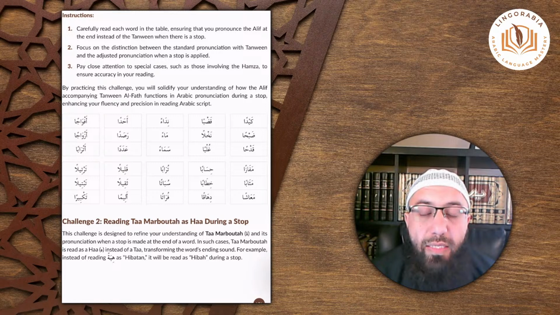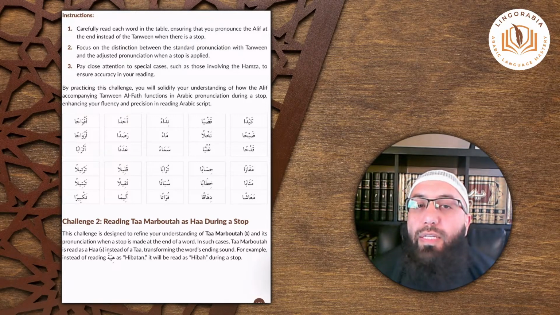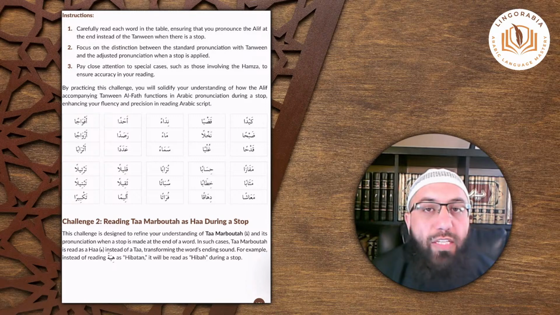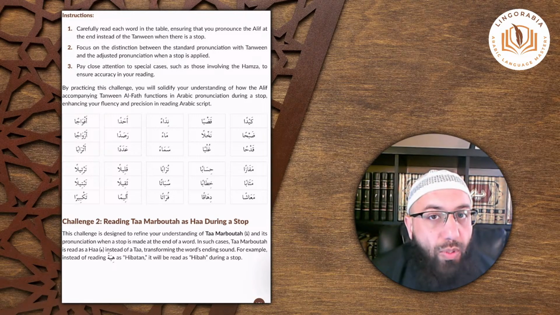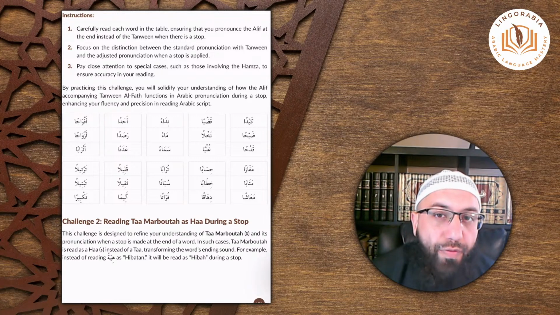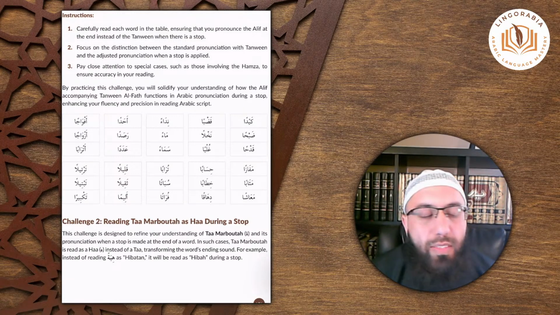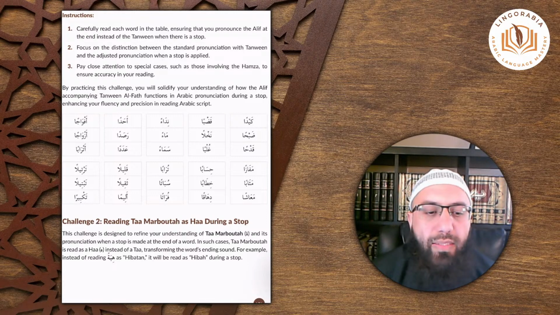In the previous lessons, we discussed the shapes of the letters, the names of the letters, the shapes in isolated form, the shape in connected form. We discussed the vowels, short, long, soft, all these vowels we discussed, and also we discussed tanween, at-tanween.